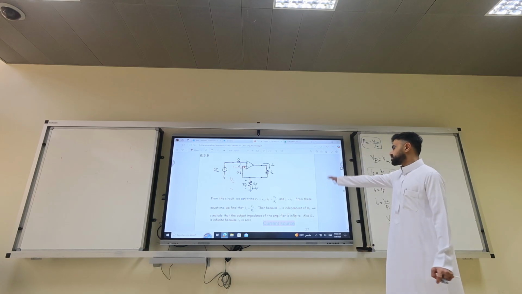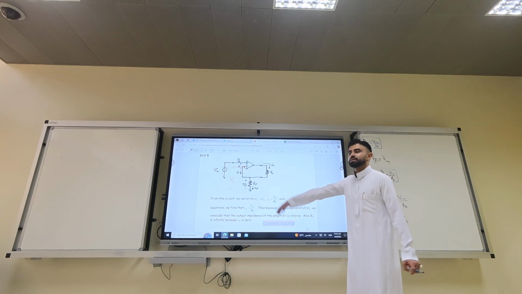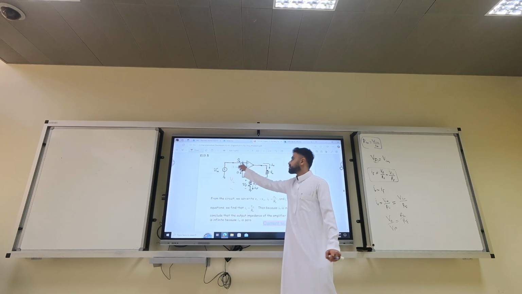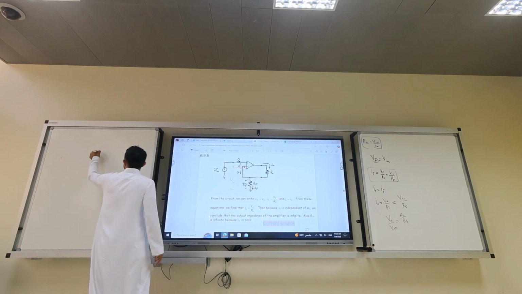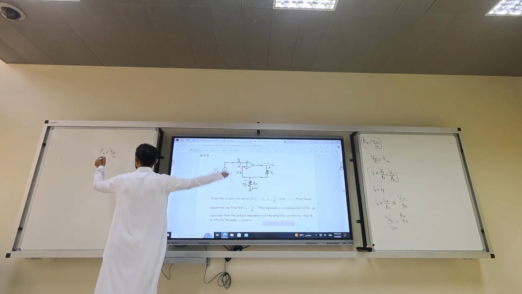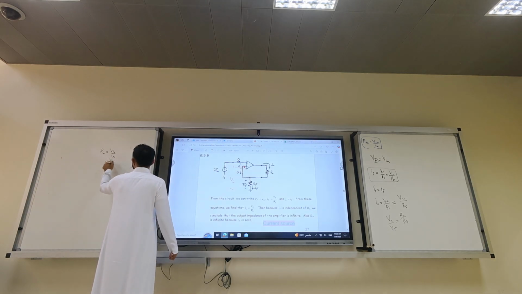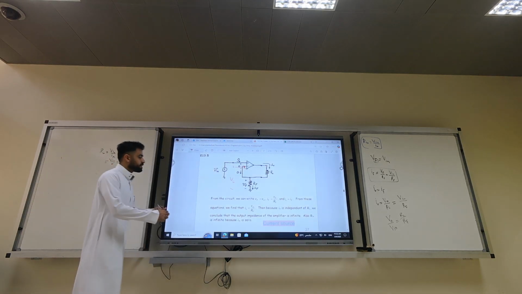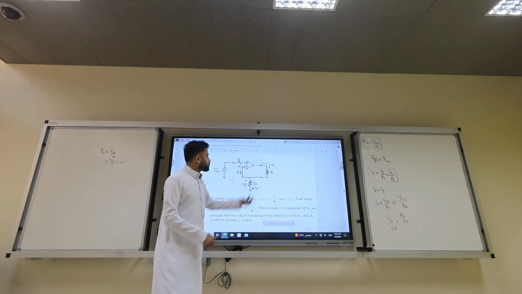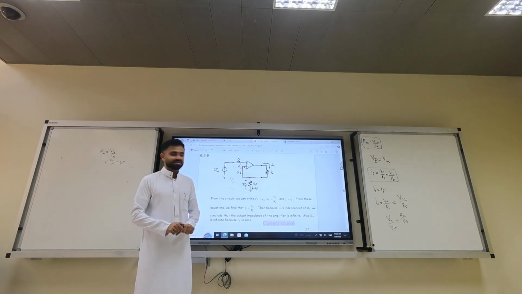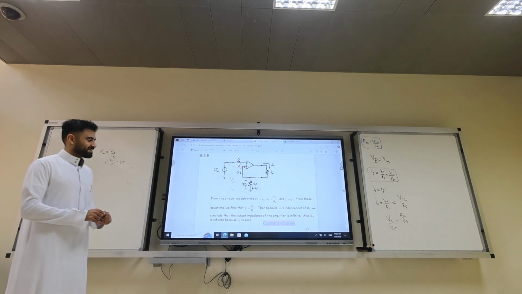Because the question was asking about the input impedance. Adnan, what's the input impedance? V input over I input. What is I input? 0. So it's V input over 0, which is infinity. So we have an infinite input impedance. And what's the output impedance?